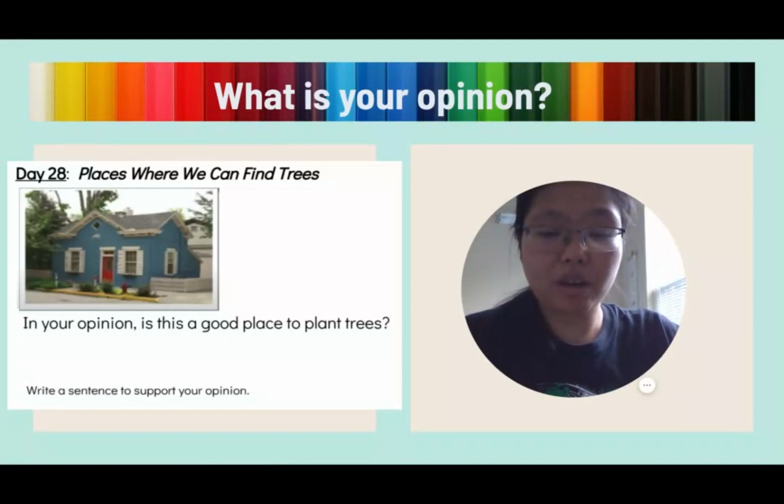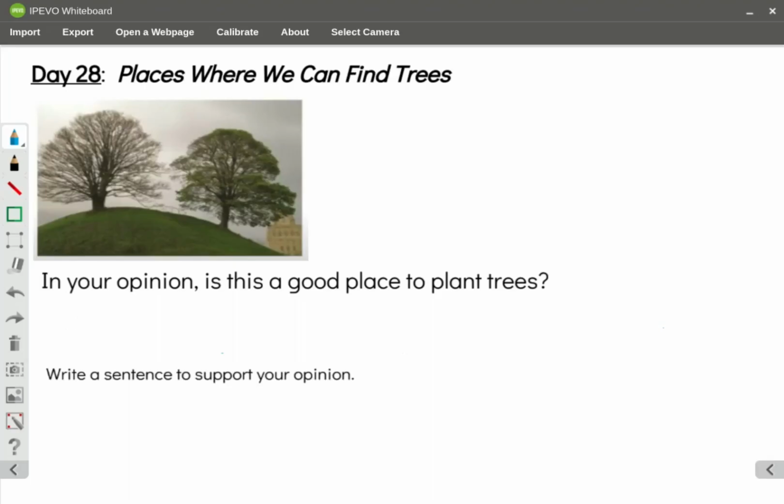Now, before you start your learning packet on your own, I'm going to show you how to answer the question and write your answer on your paper. If you look at my page, you will see that I have a different picture than the one that you have in your learning packet. I have this picture of trees on the top of a hill. I want to show you what you would have to do. The question asked, in your opinion, is this a good place to plant trees?